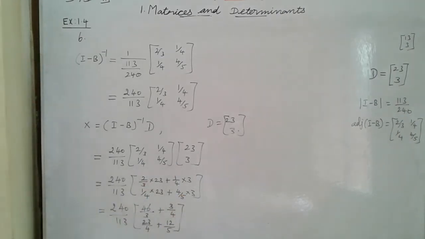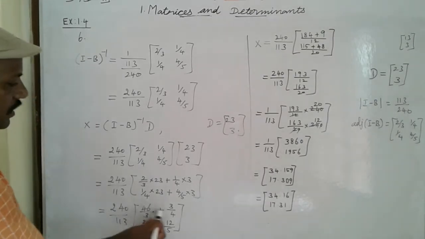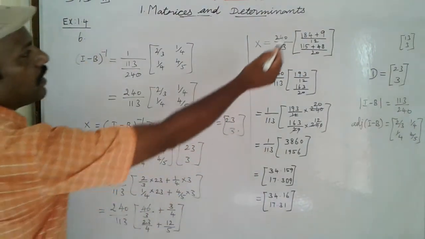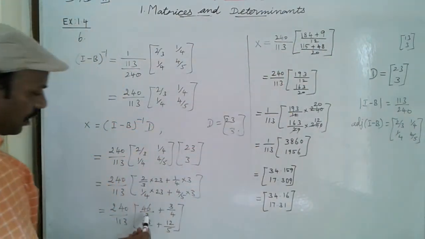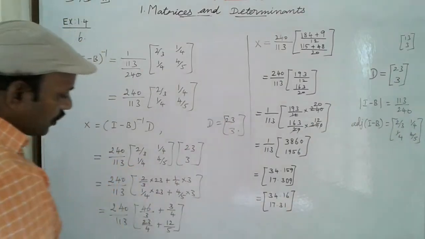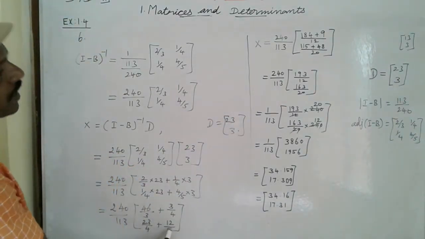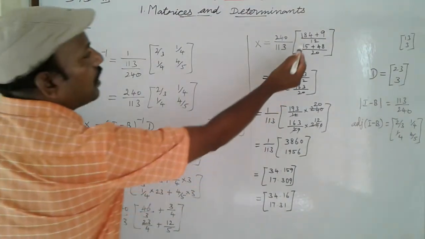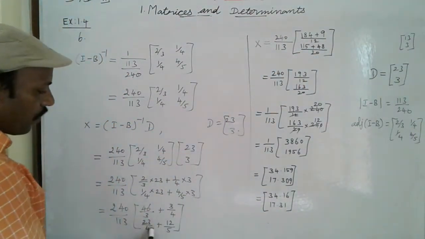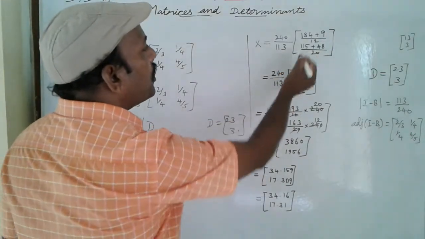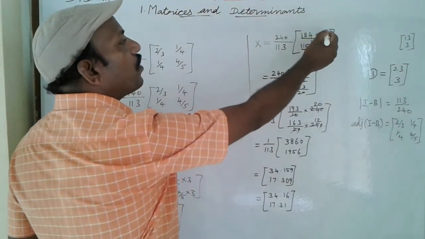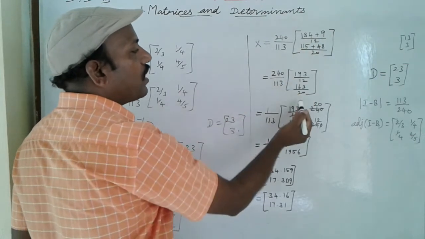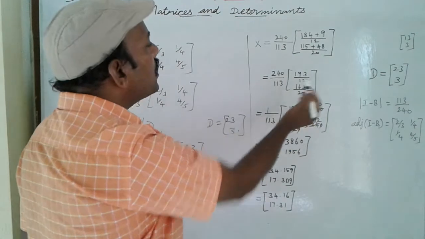Now take the LCM. 46 into 4 is 184, plus 3 threes are 9, divided by 12. Next the LCM of 4 and 5 is 20. 5 into 23 is 115, plus 4 into 12 is 48. Adding, 184 plus 9 is 193 divided by 12, and 115 plus 48 is 163 divided by 20.